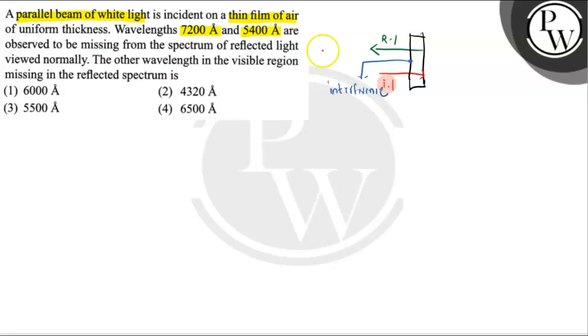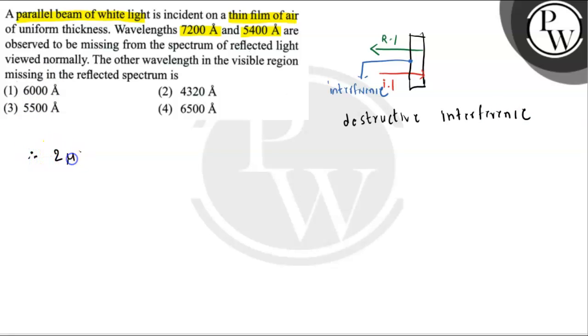So the point where the reflected and the incident line meet, at that point interference occurs, and the wavelength that is missing is because of the destructive interference. Why is the wavelength missing? The wavelength is missing because of the destructive interference, okay.